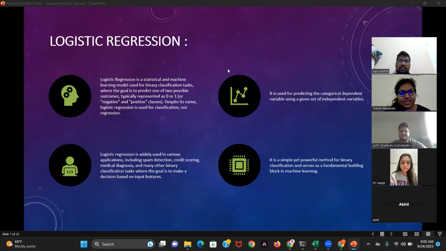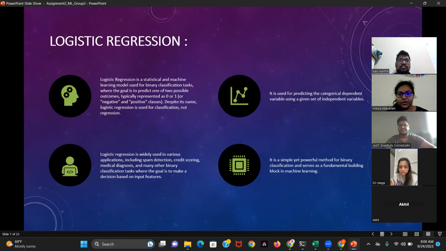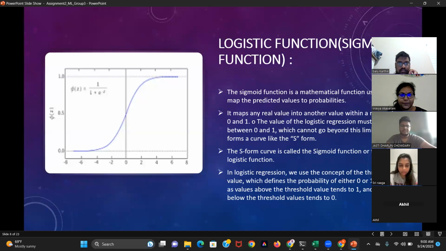Logistic regression is a statistical and machine learning model used for binary classification tasks, where the goal is to predict one of two possible outcomes, typically represented as 0 or 1. Either it is a negative or positive class. Despite its name, logistic regression is used for classification but not regression. It is used for predicting the categorical dependent variable using a given set of independent variables. It is a simple yet powerful method for binary classification and serves as a fundamental building block in machine learning.